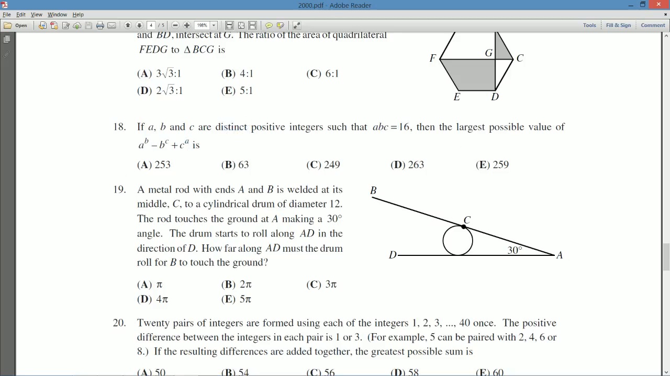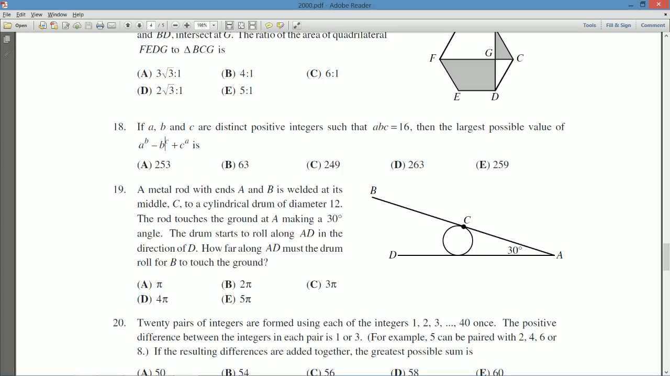Okay. So some things I'm noting right off the bat. A, B, and C have to be distinct positive integers that multiply to 16, and there are not a lot of those triples. 16 does not have a whole bunch of factors. So something that might be advantageous to do would be to write out the possible A, B's, and C's we could have. And we want the largest possible value of this expression.